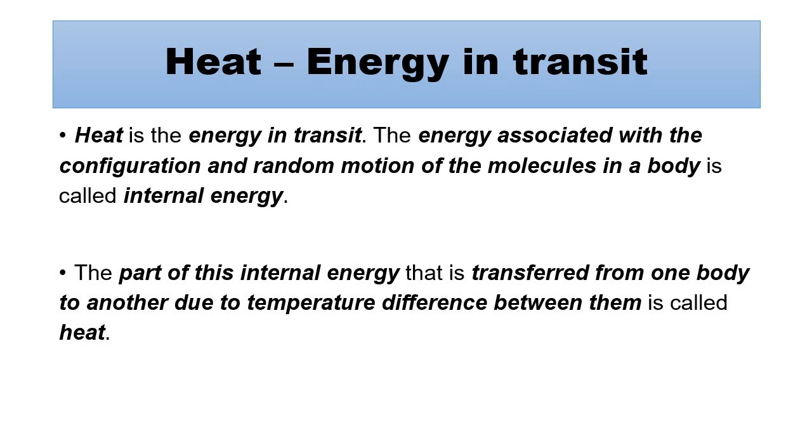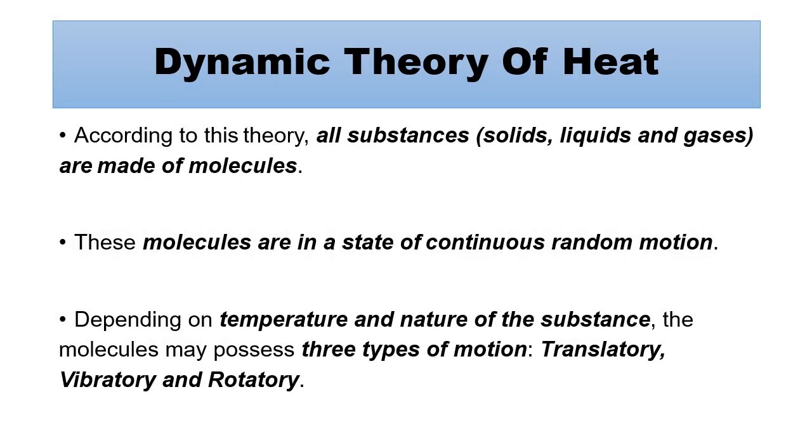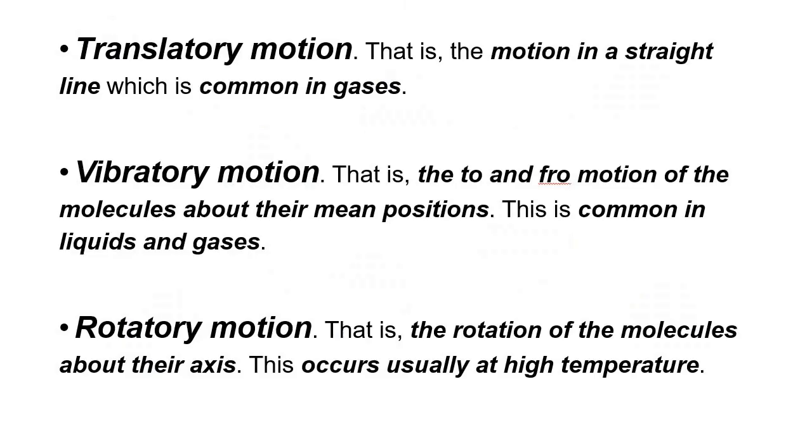There are two main theories related to heat: the caloric theory of heat and the dynamic theory of heat. Out of these, the dynamic theory of heat is the accepted version, and according to this, all substances, solids, liquids and gases, are made of atoms and molecules, which are always in a state of continuous random motion. And this motion of the molecules can be divided into three categories.